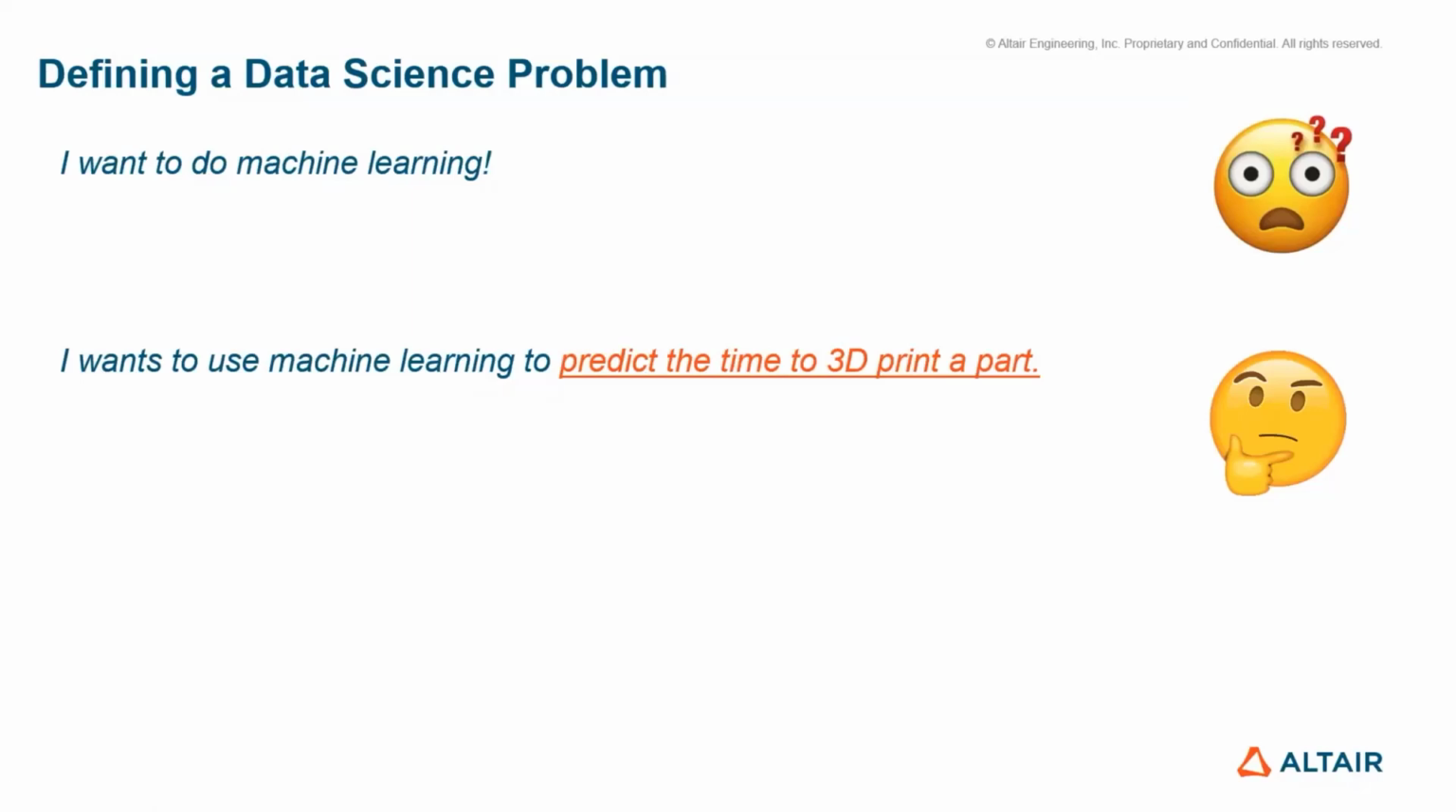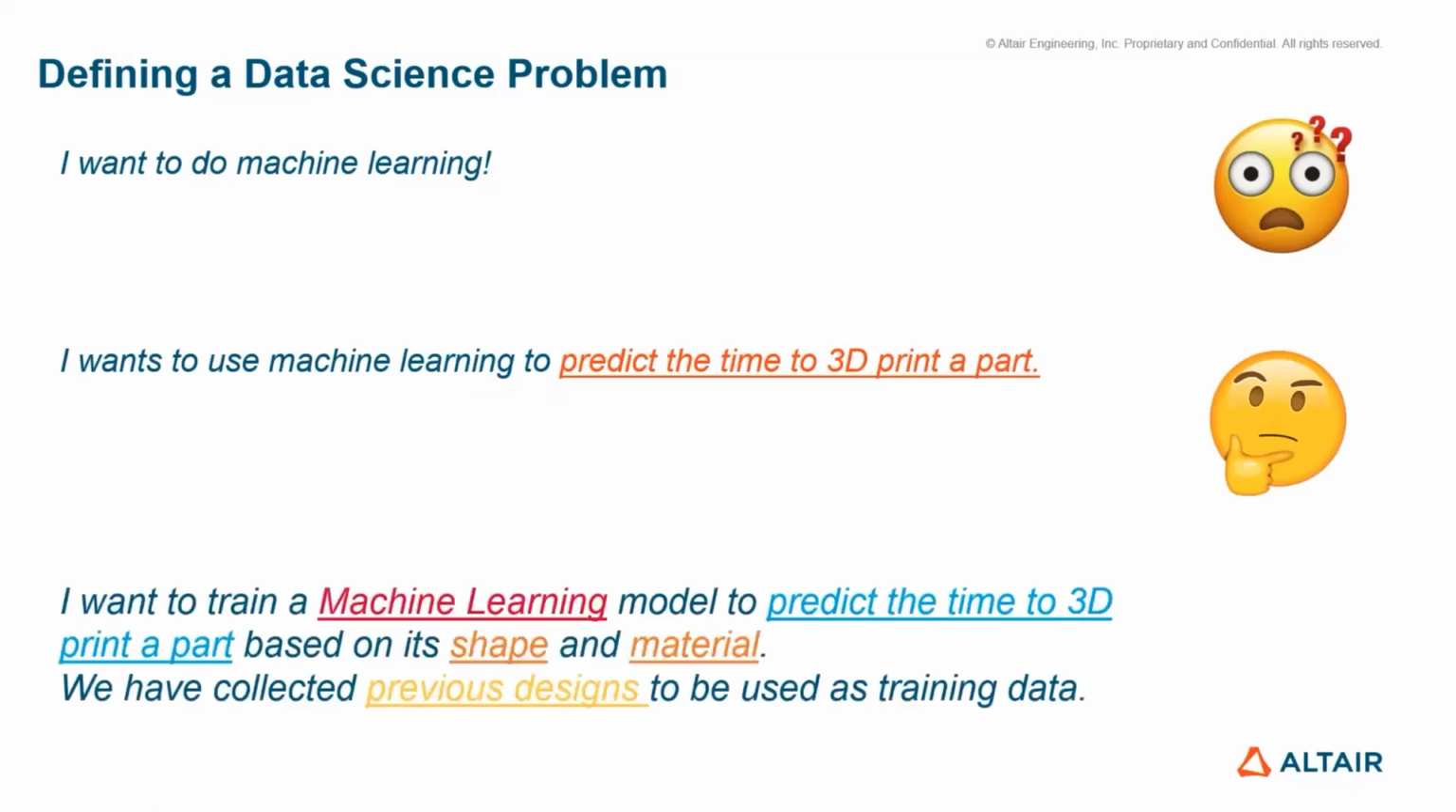Now you will ask me, when you have to predict the time, what are the parameters it depends on: the 3D part, and what data I have to predict that time. So then you elaborate the problem. I want to train a machine learning model to predict the time to 3D print a part based on its shape and material, because normally 3D print time depends on what type of material. If it is a very simple material, it can be printed fast, but if you think about metallic 3D prints, then it will take a lot of time. Then the complexity of the shape and the size of the shape.